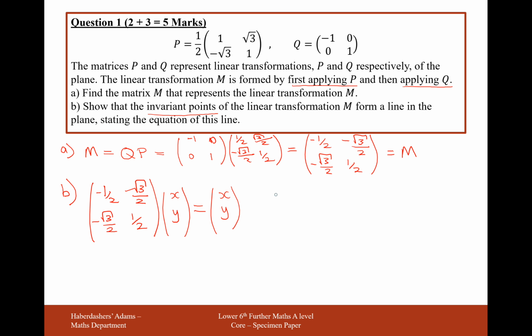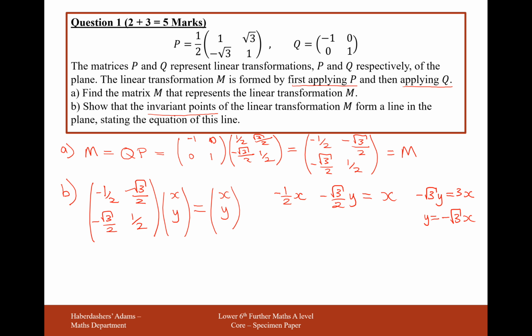So expanding the left hand side, we'll get -1/2 x -√3/2 y. So that's expanding the top part of this matrix, so that will equal the top part of the right hand side, x. So if I add half x to the other side and double it, I'm going to get -√3y equals 3x, and if I then divide by -√3, I'm going to get y equals -√3x. Okay, that's the equation for the top row.